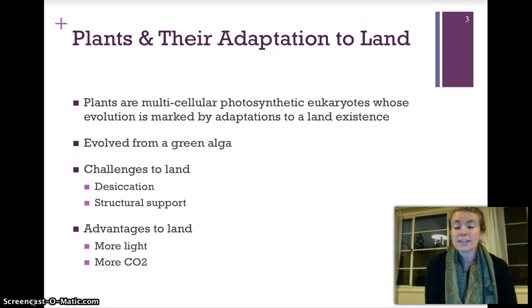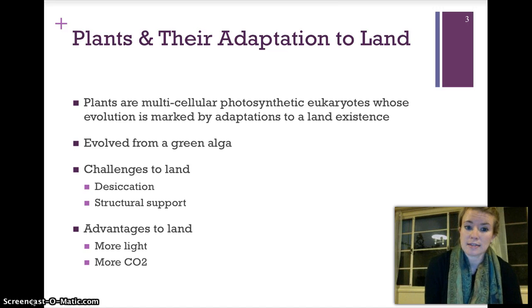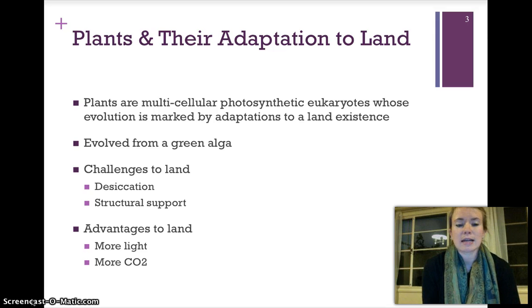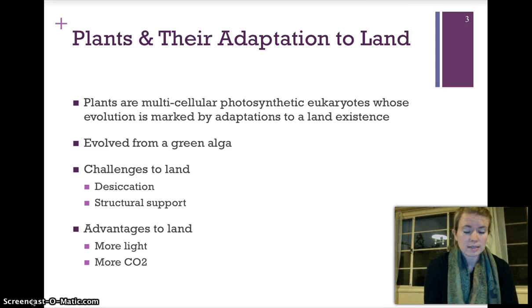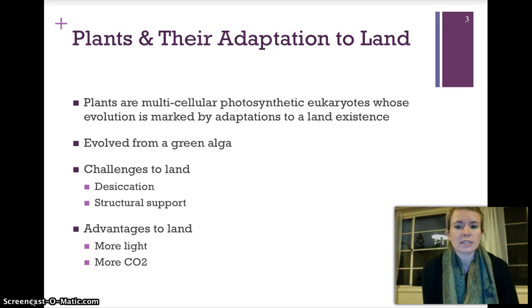Plants are very closely related to algae, but algae are not plants because they do not live on land. So it's important that plants are characterized by living on land. But they did evolve from a green algae of sorts. And I want you guys to think about a couple of these things. Moving on to land evolutionarily was a big step. There were a lot of challenges and a lot of advantages.